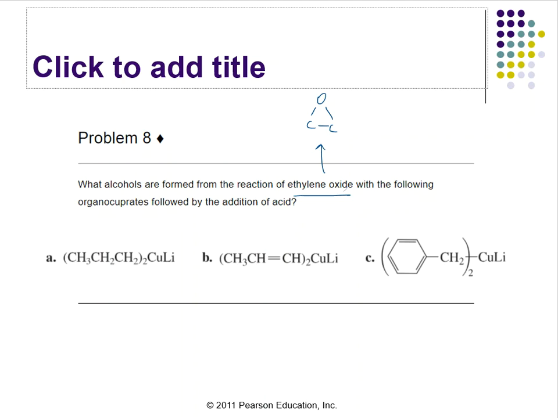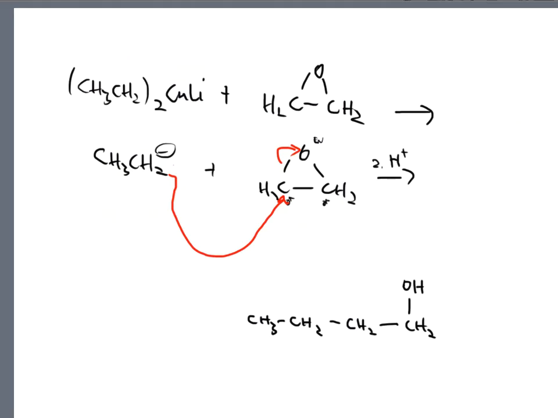So they want me to take these three Gilmans, and they want me to react the Gilman with that epoxide. And they want me to break that love triangle up, and they want me to draw the product that forms instead. All right, so these should hopefully be pretty easy.